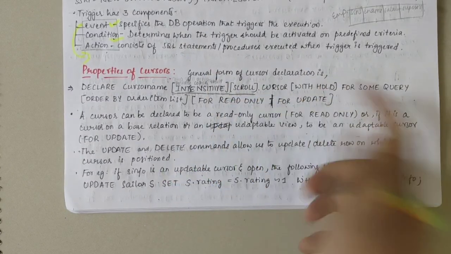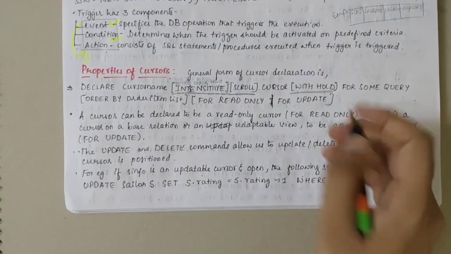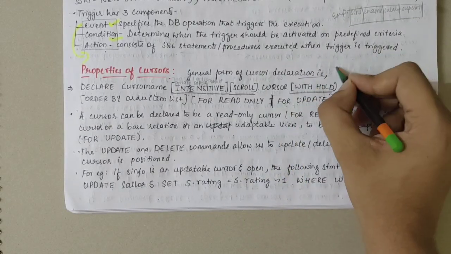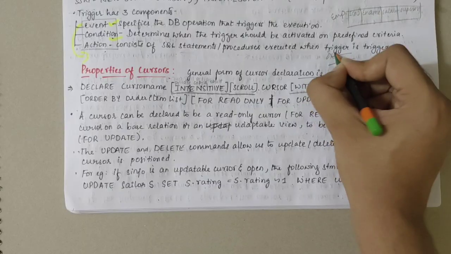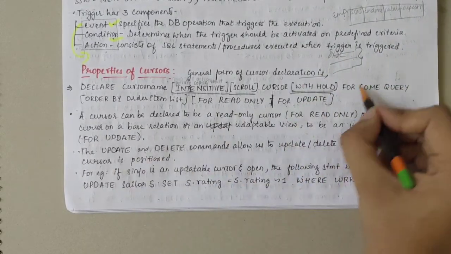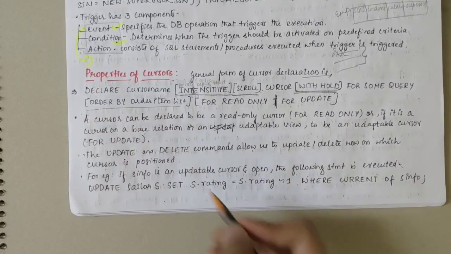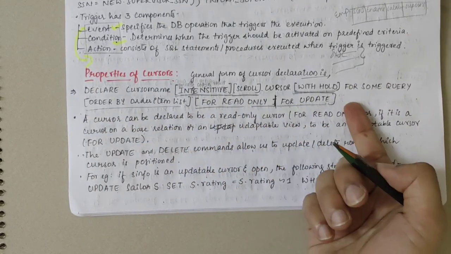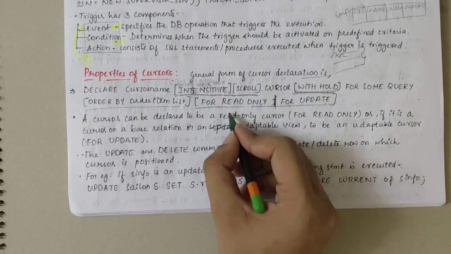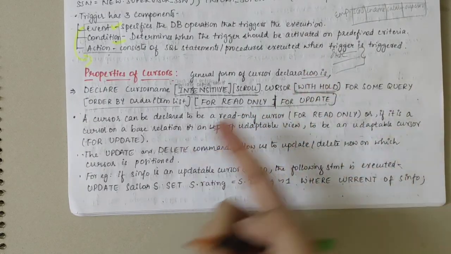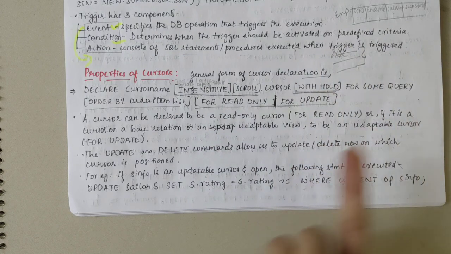Then we have cursor WITH HOLD. Withhold means the cursor won't close until the transaction is complete, whatever transaction you had written between the EXEC start and end. All that needs to be completed, and only then will the cursor end. For some query, you have written the query and then the condition further, FOR READ ONLY or FOR UPDATE. Read only is used only for fetching the result, and update means you can update, and update here could be deletion and all.